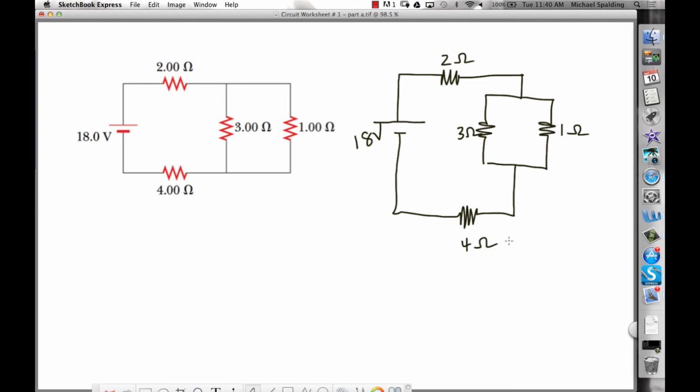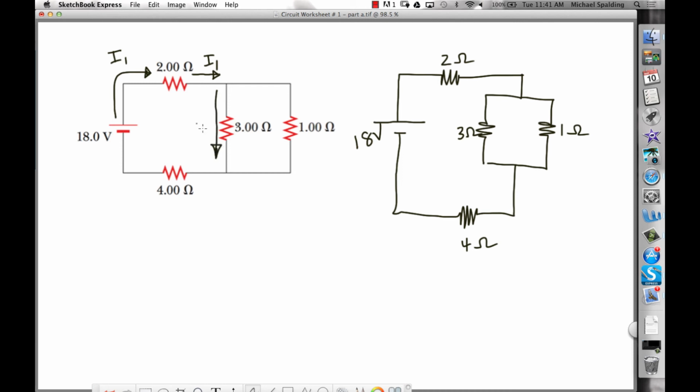All right, let's label up the currents. The worksheet says to use I1, I2, I3. So whenever you do currents, start at the battery. So this current coming out here, let's call this one what? I1. Okay, so I1 comes like this, bam, right to there. Now what happens right here? I1 what? Bifurcates. Splits. If you want to sound cool, bifurcates.